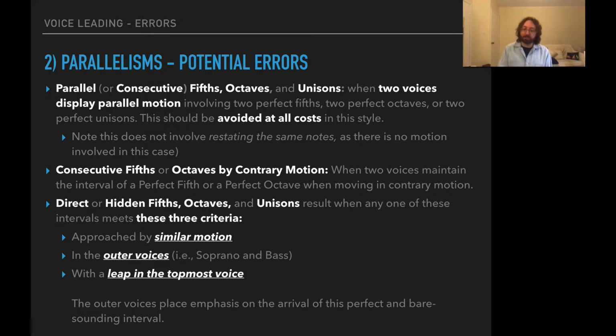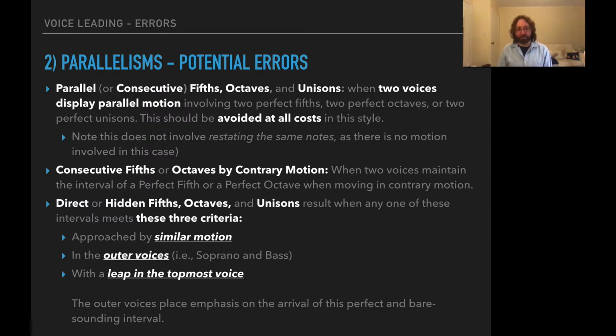Let's take that example of the A and E going to the E and the B. It's still consecutive fifths if the lower voice goes down to the E. So if the two voices are going in contrary motion and they go from a fifth to a fifth, it still counts as consecutives, and we want to avoid that.